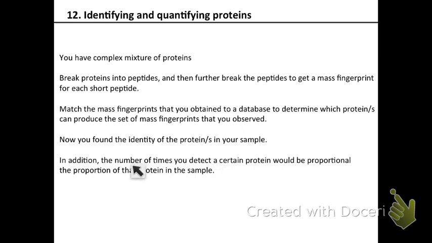So the number of times you detect a certain protein in a sample will be proportional to the amount of that protein in that sample. If you detect a certain protein many times, and you take different regions of the protein, that means that protein is abundant in your sample. And if you don't detect that protein at all, or you detect only one peptide from it, and only one time, not like 10 or 20 times, then you know the amount of that protein is less.